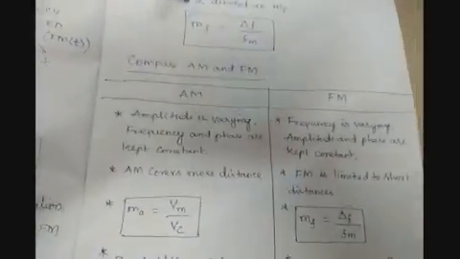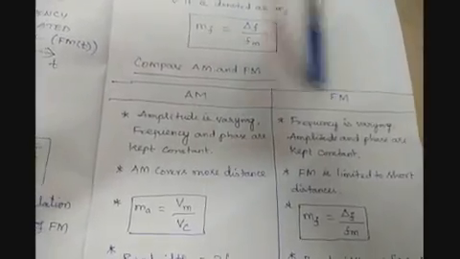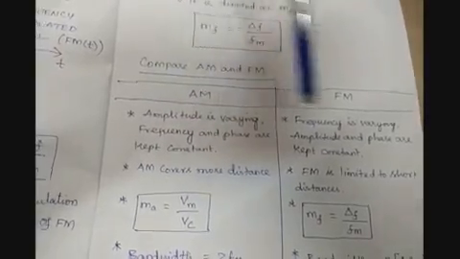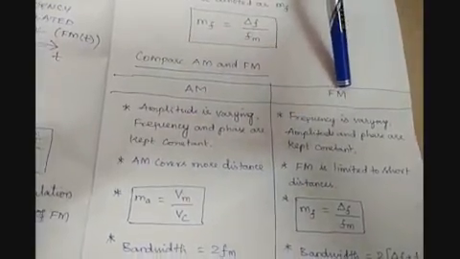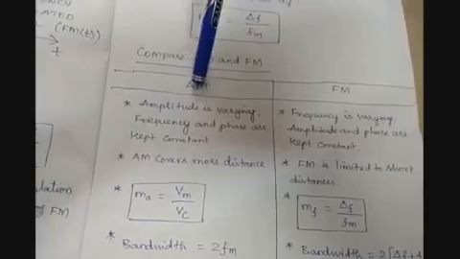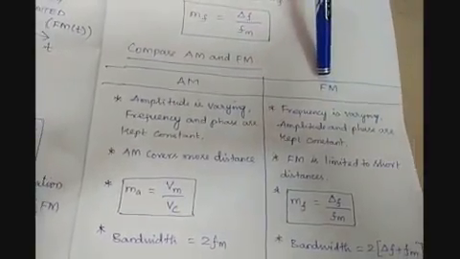So last topic, compare AM and FM. So AM, FM we have taken. First point is amplitude is varying in AM, whereas frequency is varying in FM. Frequency and phase are constant in AM. Amplitude and phase are constant in FM.